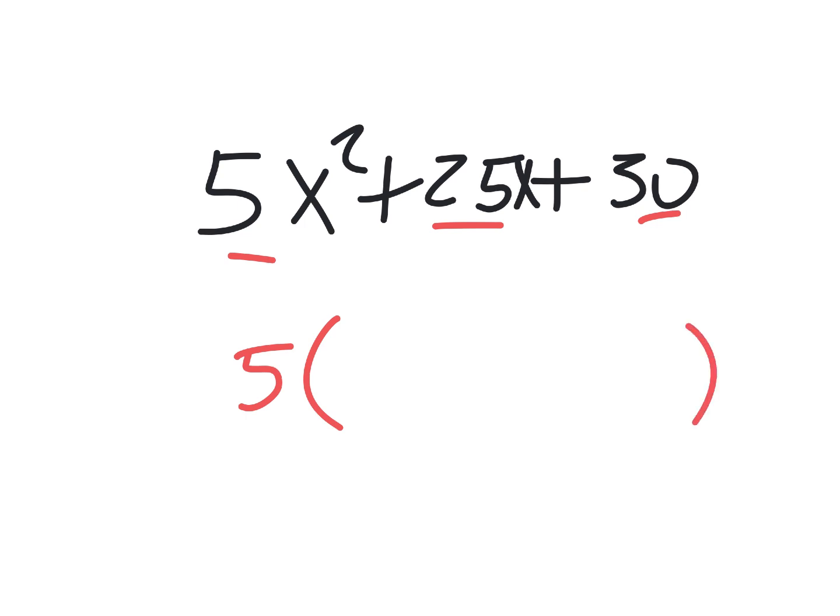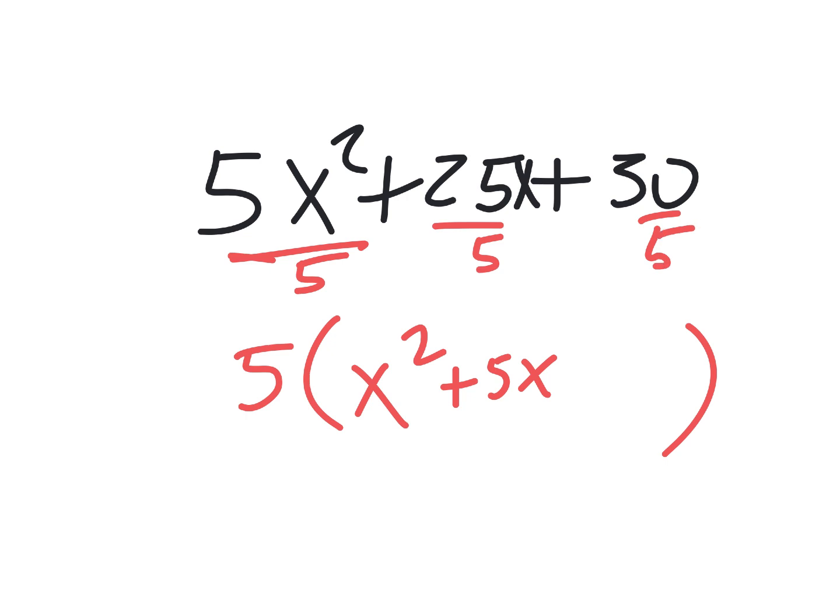Yeah, I'm going to take a 5 out, so divide this by 5, and then what would you have left? X squared. Divide this by 5, and couldn't the calculator do that? Yeah, I'll be your calculator. What's 25 divided by 5? 5x. And then what's 30 divided by 5? 6. And look at that. Will that factor? Yes, it will. Everybody factor it again.